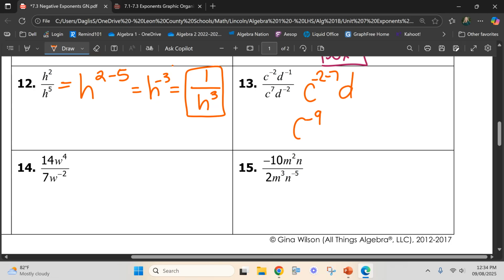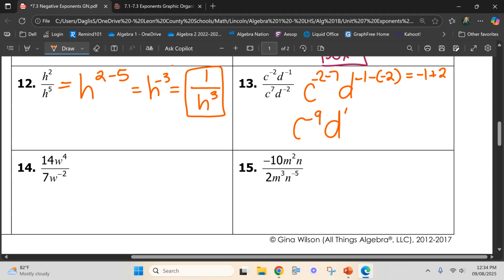My D's, -1 minus -2. When you subtract a negative, ooh, that's a positive. So that's the same thing as saying -1 plus 2. What's -1 plus 2? Just 1. So we have C to the -9 times D to the power of 1.